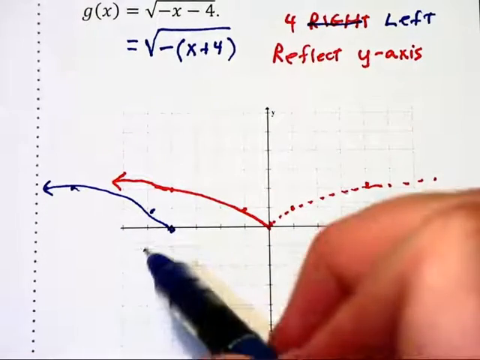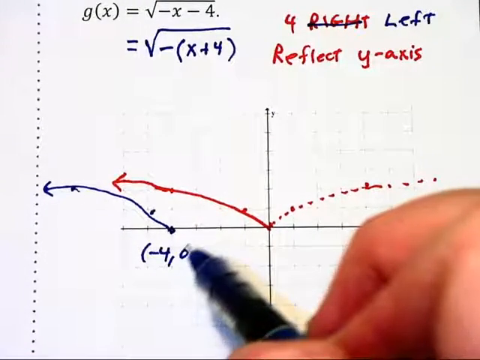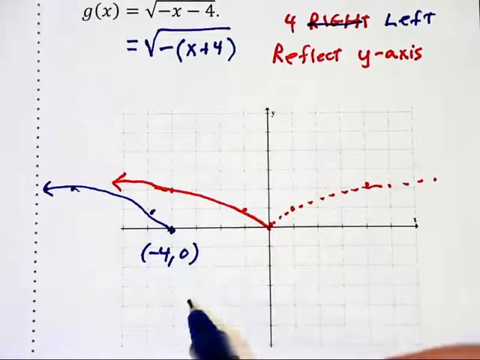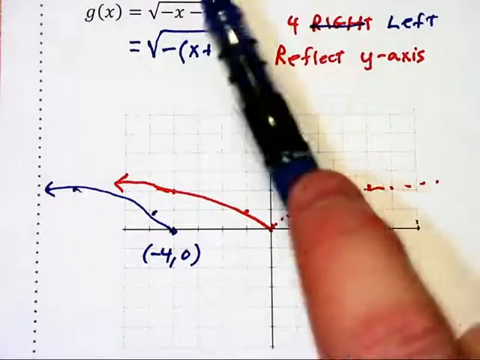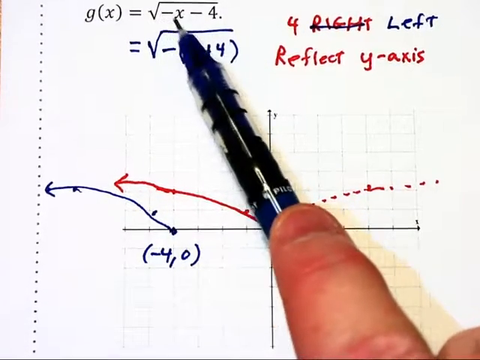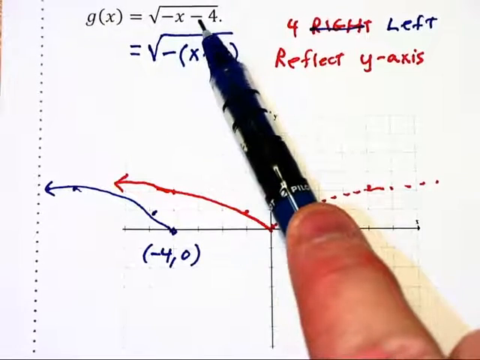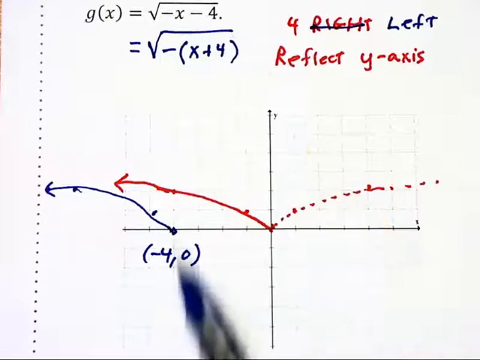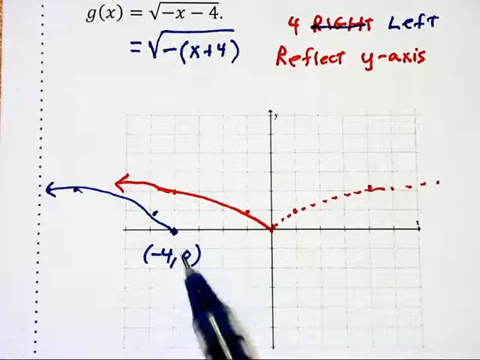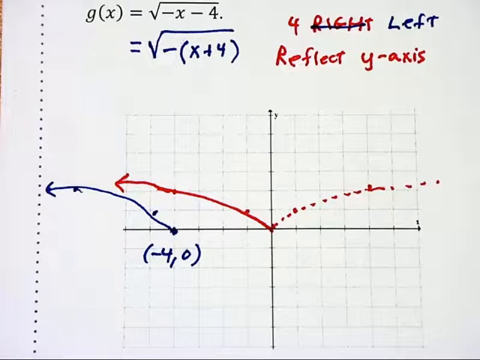Now let's check this point negative 4, 0. Let's verify that it works in the equation. When you substitute this in, you get negative of a negative 4, which is 4. Minus 4 is 0, which square roots to 0, and that point, yes, is on our graph.